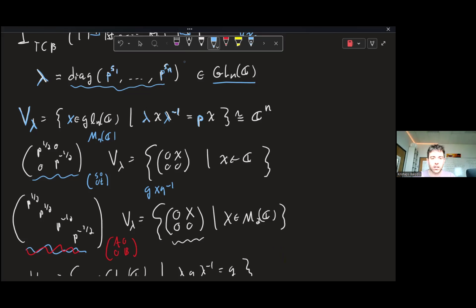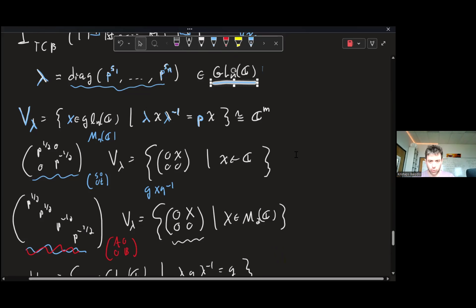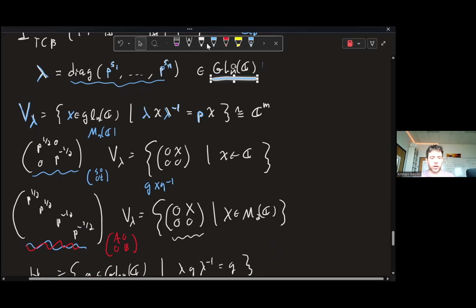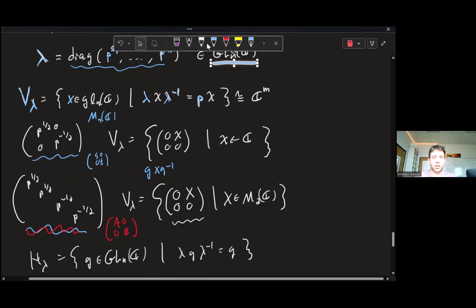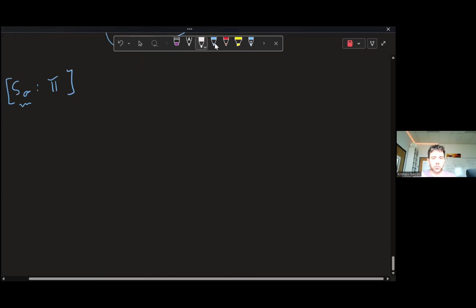And this is deceptive. I've written C^n, but actually that should not be the same n as in GLN. It will be C^m for some other number. So I very quickly went over some examples from last time. So we could suppose that we had, maybe I'll rewrite these down below.